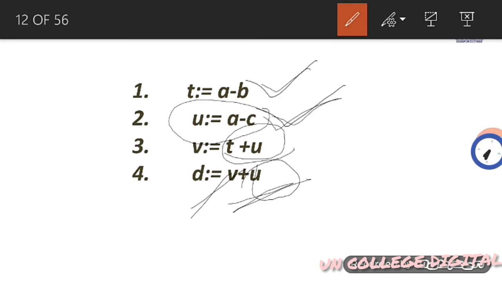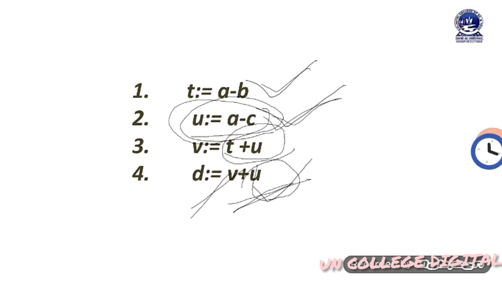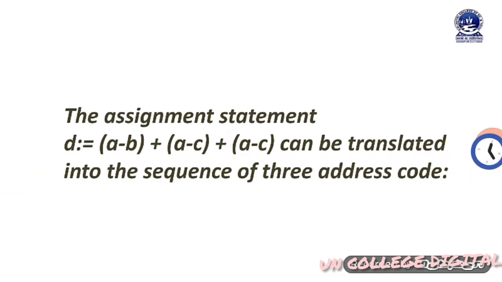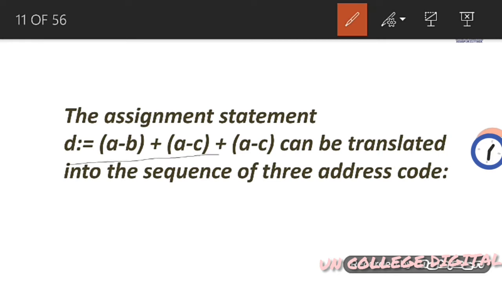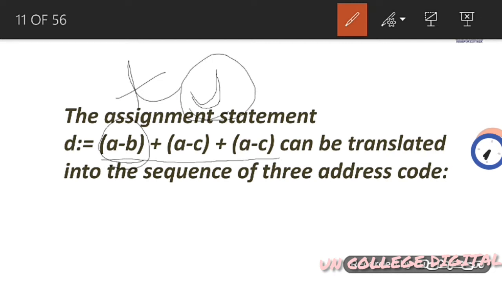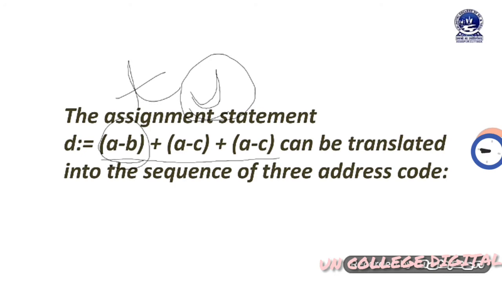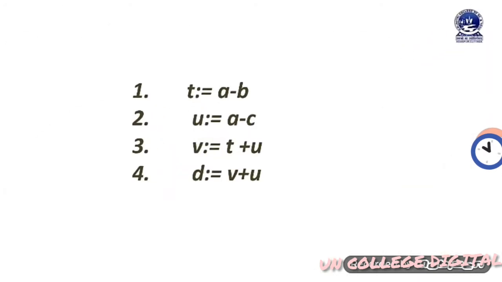In this way, we are reusing a minus c, which appeared twice in our statement. You can see that our statement is d equal to a minus b plus a minus c. Here we have used a minus b as t, and a minus c we have calculated and stored the result in u, and we have used u twice. In this way we have performed code optimization and converted it into three address instructions.